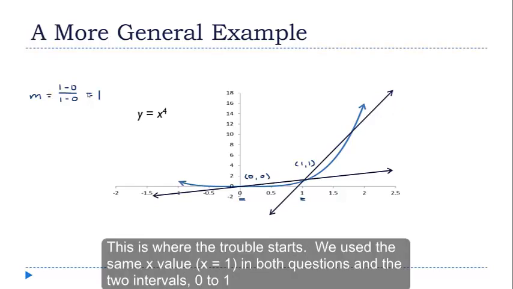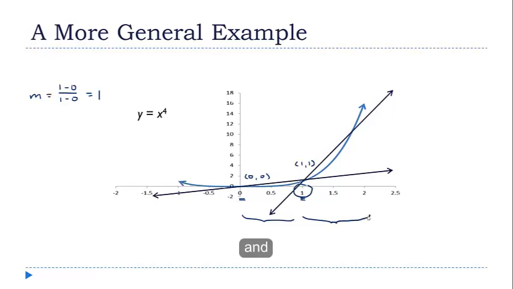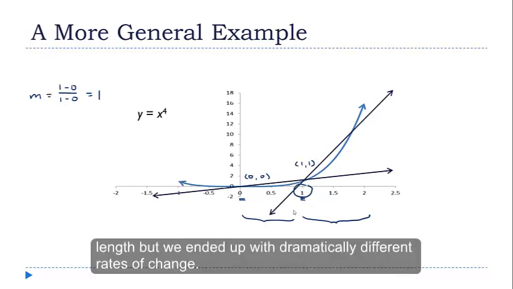Okay, well this is where the trouble starts. All right, we used the same x value, x equals 1, in both questions, and the two intervals, 0 to 1 and 1 to 2, were both the same length. But we ended up with dramatically different rates of change.